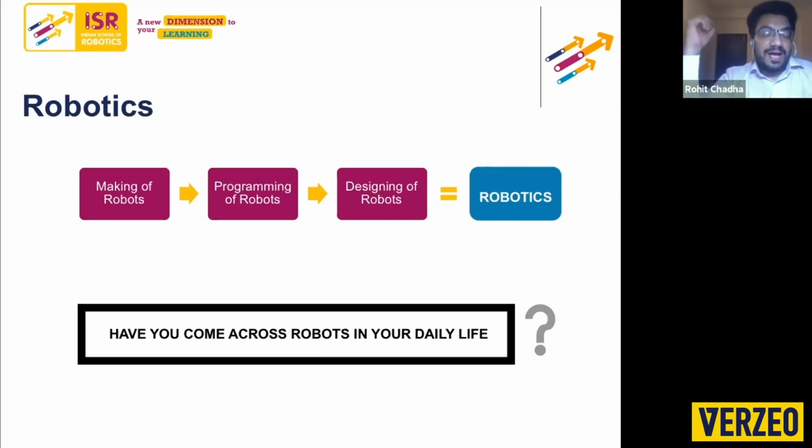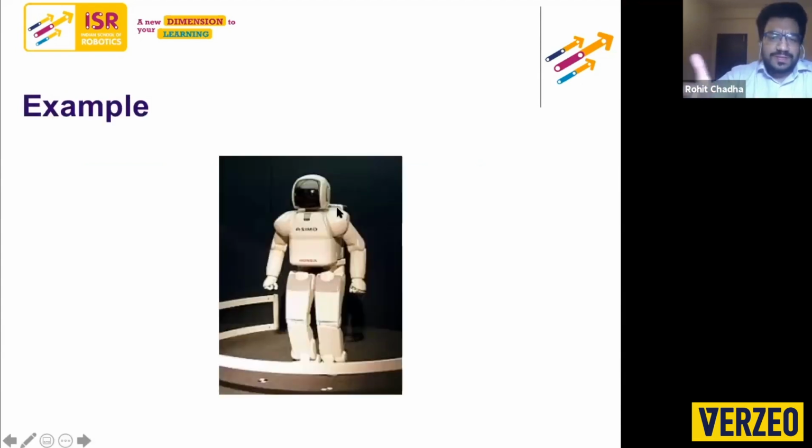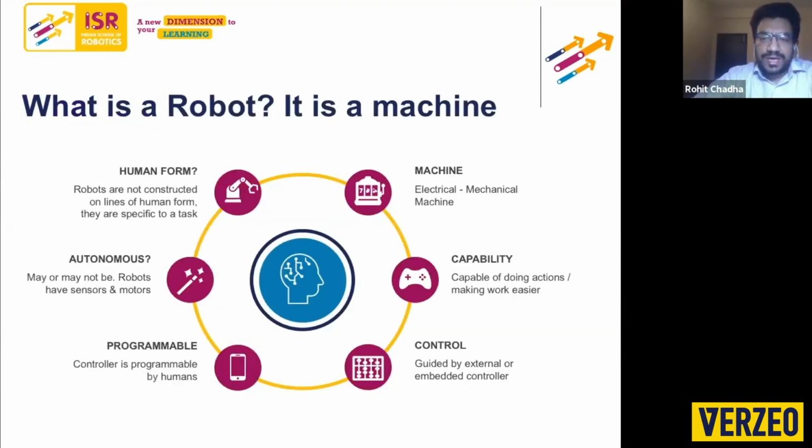And lastly, I have to program it, so that it can turn on and off automatically. Or in the case of a washing machine, it can actually sense how much water or detergent is needed. So robotics involves building of the bot and programming. So this is how the robot is usually thought of. And if I go to the actual definition, it is an electrical and mechanical machine which has certain capability of doing a task or making any work easy, and it is guided by a controller.